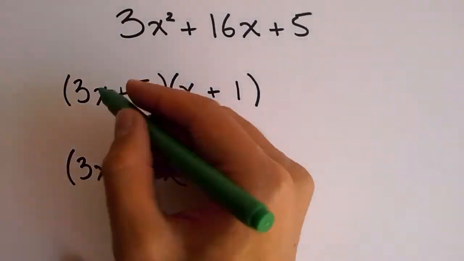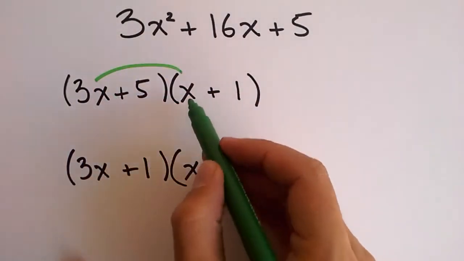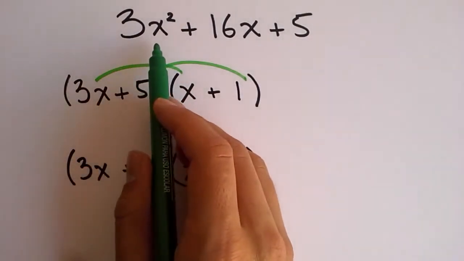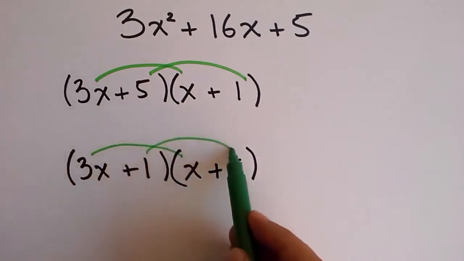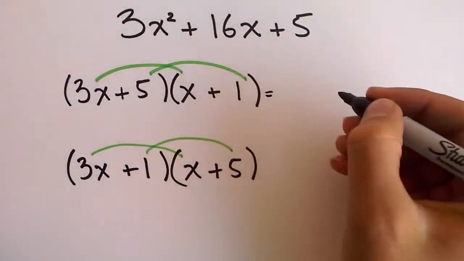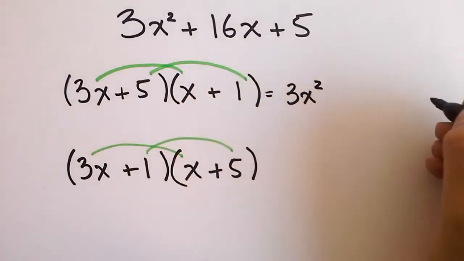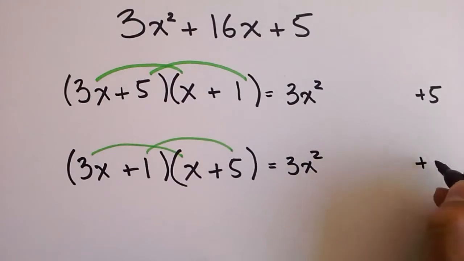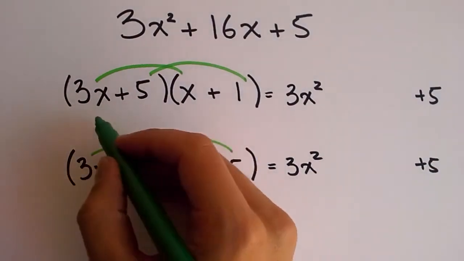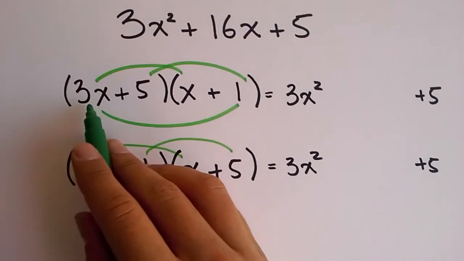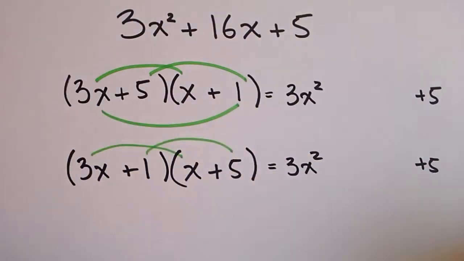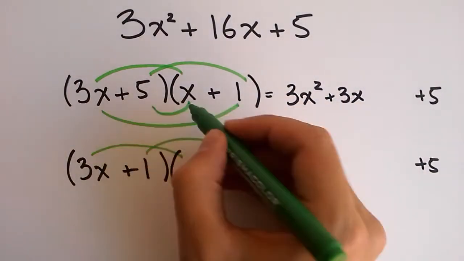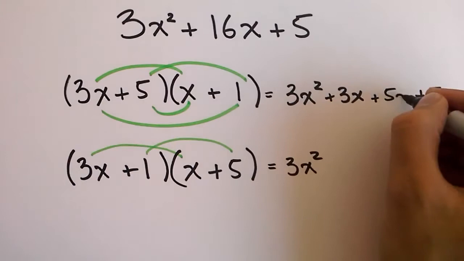It is easy to remember that we want to multiply these terms first. 3x and x will always give us 3x squared, and that happens in both parentheses because the multiplications are pretty much the same. What is going to be changing over here are the terms that come in the middle. That happens when you multiply the outer and inner terms. In this case, you have 3x times 1, which gives you 3x, and 5 times x, which gives you 5x.